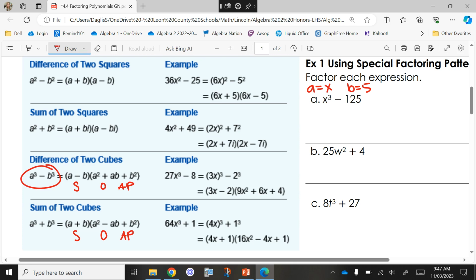Now that you know the a and b value, now we can set it up. So we're going to do a minus b because my first sign is the same. So x minus 5. And then our next set is a squared, so that's x squared. Opposite sign. a times b, so x times 5 is 5x. Our last one's always positive. b squared is 25. And that's it. And that's where you stop.